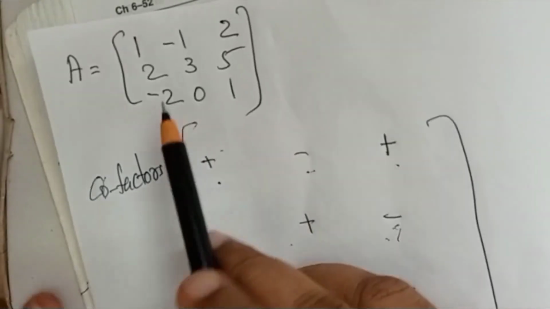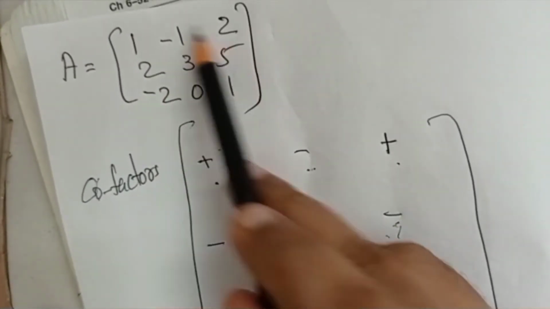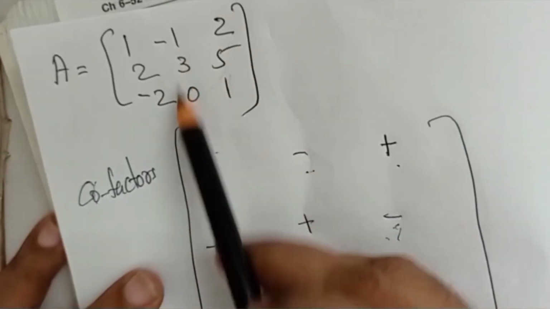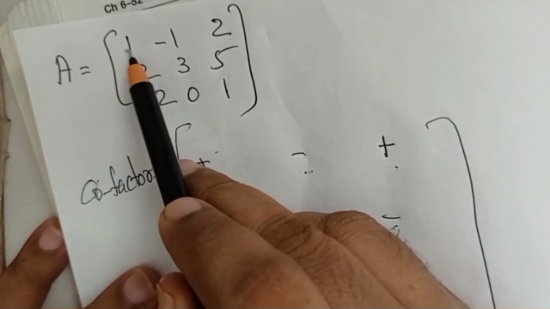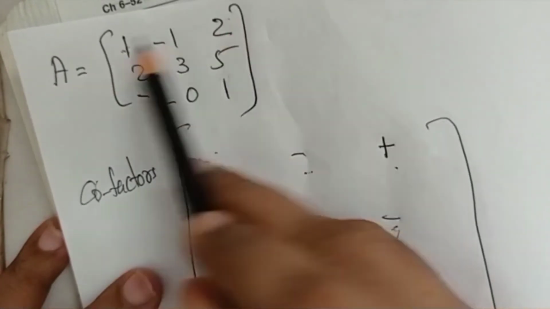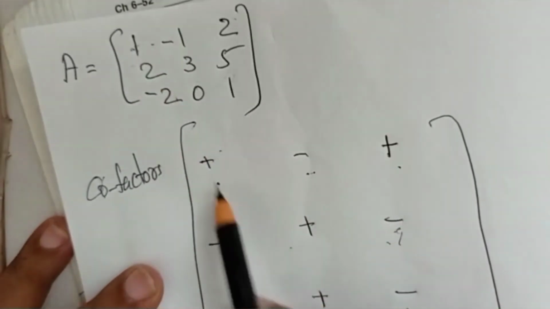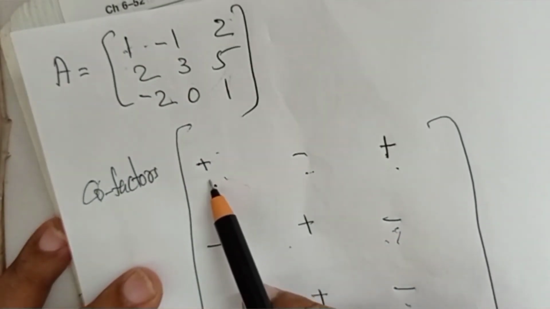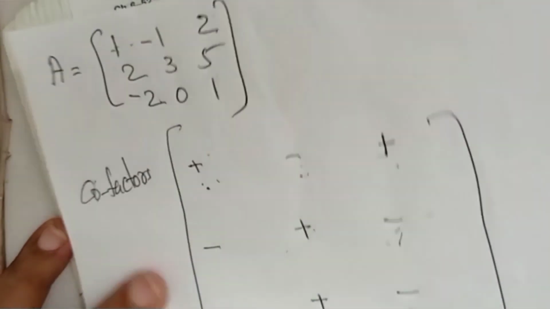Our aim is to find the cofactor of these 3 by 3, 9 elements. For that, the formula is minus 1 raised to i plus j. This element is in the first row, first column, so 1 plus 1 is 2, and minus 1 raised to 2 is positive. That is why I put plus here. Then minus, plus, minus, plus, like that.